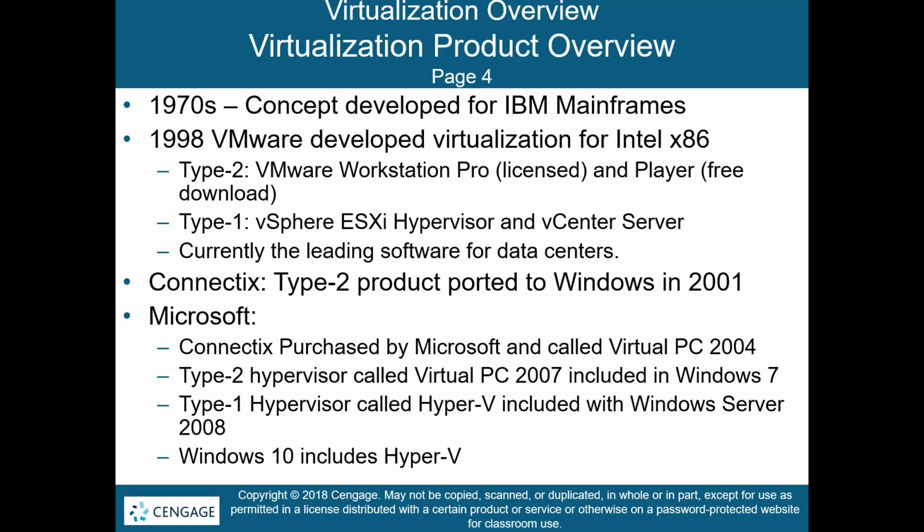Then when Windows 8 came out, along with Windows Server 2008, Microsoft introduced their Hyper-V product, which is a Type 1 hypervisor. Today, Hyper-V comes with Windows 2016 as well as Windows 10. We'll be taking a look at Hyper-V in Chapters 5 and 6.